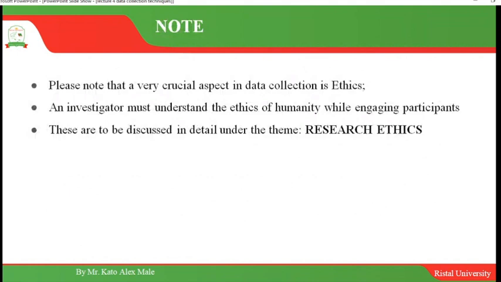Please note that a very crucial aspect in data collection is ethics. I repeat, note that in data collection, a very crucial aspect is ethics. How are you respecting the rights of these individuals that you are engaging? As an investigator, you must understand the ethics of humanity in line with that particular community that you are going to engage, such that you have a peaceful and successful research process.